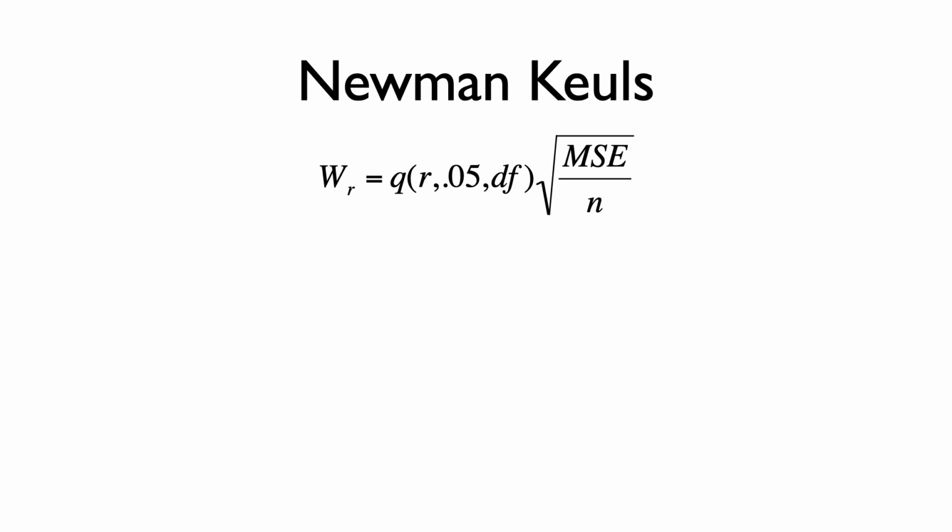So we just get this W number, and it's a range, and it just says these numbers are different from each other. These two means are different.